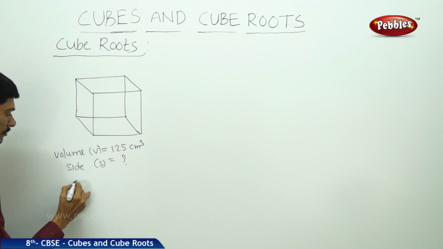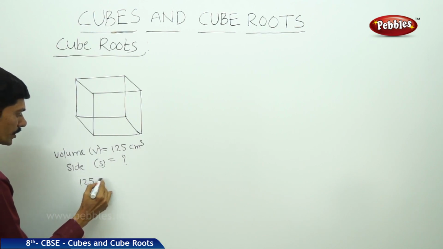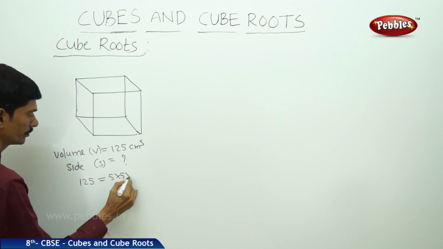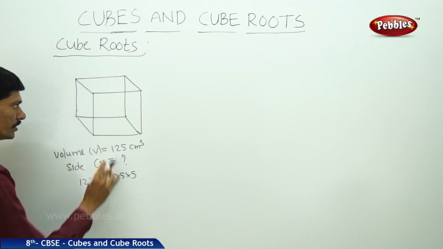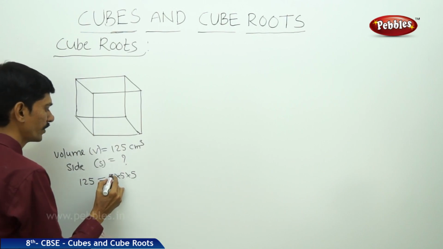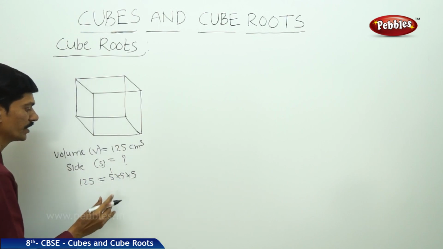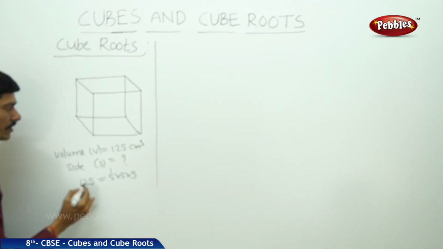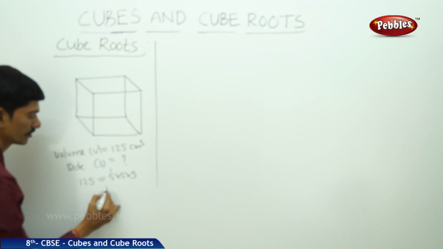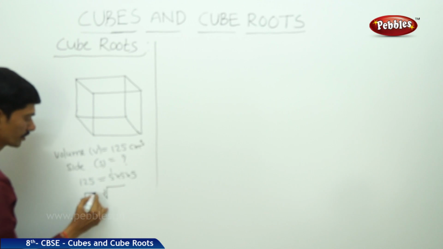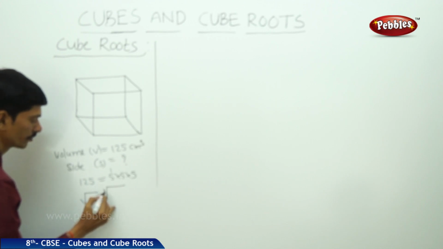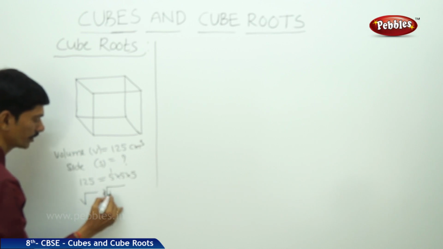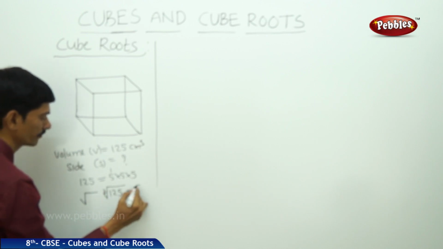If you factorize 125, then we get 5 into 5 into 5, means the length of each side is 5 centimeters. So here 5 is the side of the cube, means 5 is the cube root of 125. So the cube root symbol: this is the symbol of square root, whereas the cube root symbol is this. The cube root of the required number 125 equals 5.